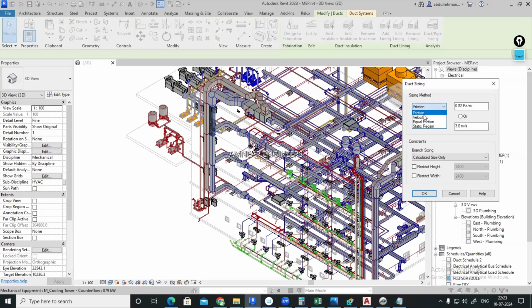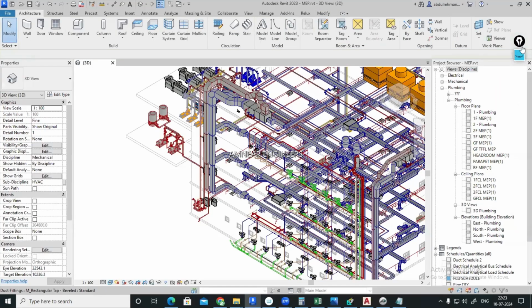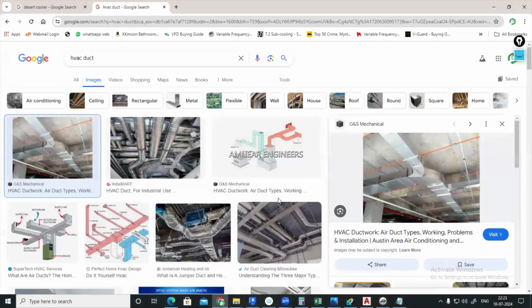Whether it is the equal friction method or velocity reduction method, or only equal friction, or only static regain, or along with the friction, velocity also has to be considered. You should know this data, then only you can do that, right? And also, Revit is not a design tool, it is just a modeling tool only. Design, we have to use other software.